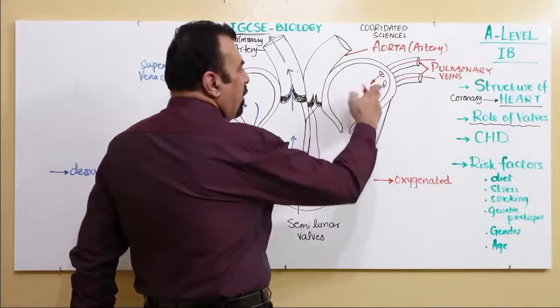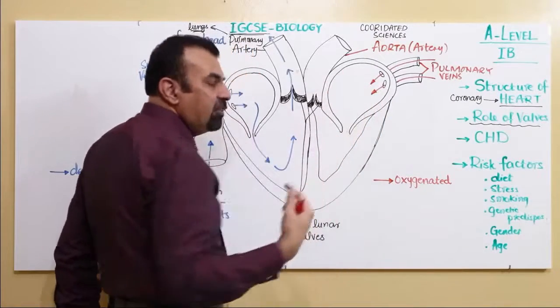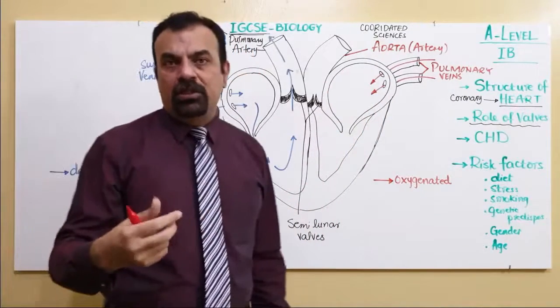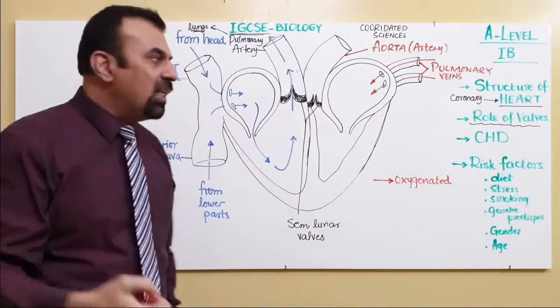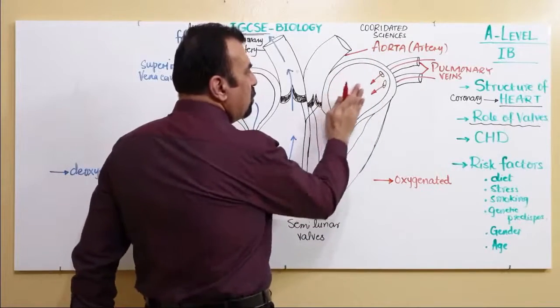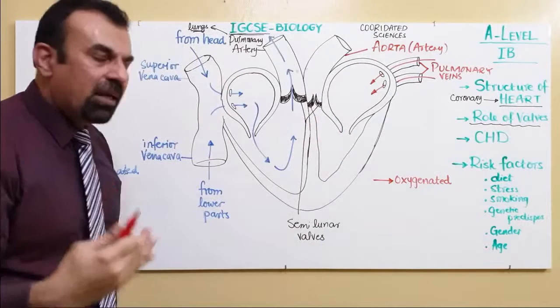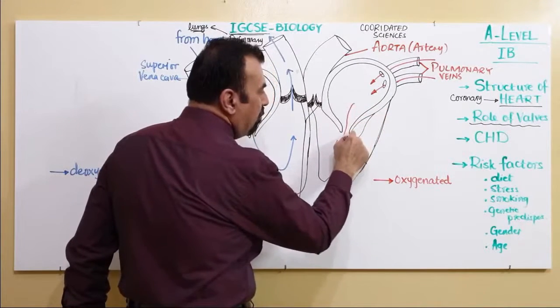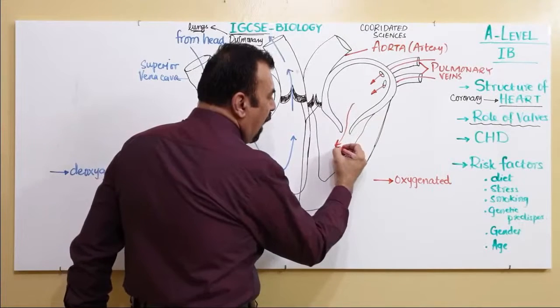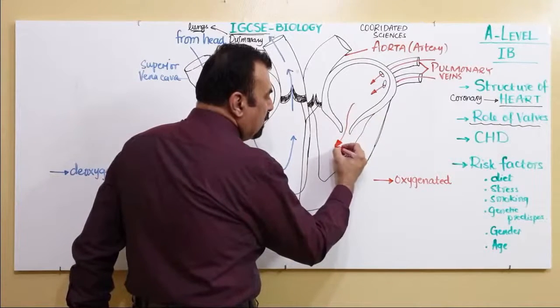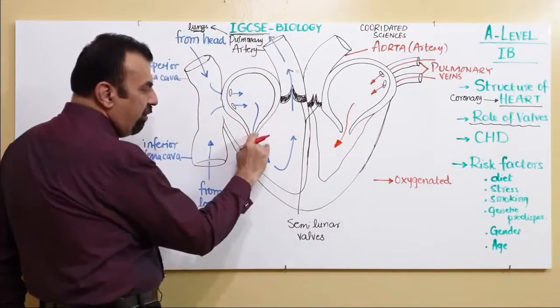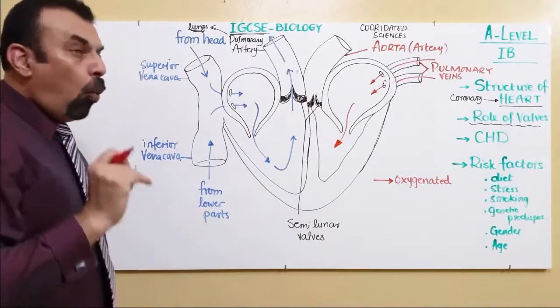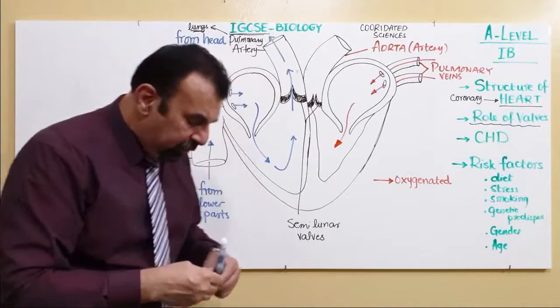Once blood comes over here, this chamber, the left atrium of the heart, is going to contract. Once it contracts, the oxygenated blood is going to get pushed through this valve. So we have a valve over here and a valve over here as well. What is the function of these valves?